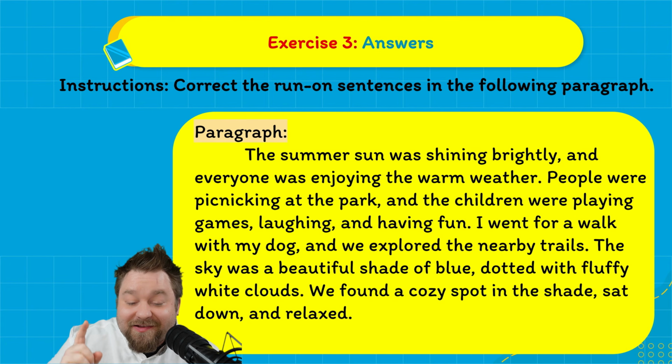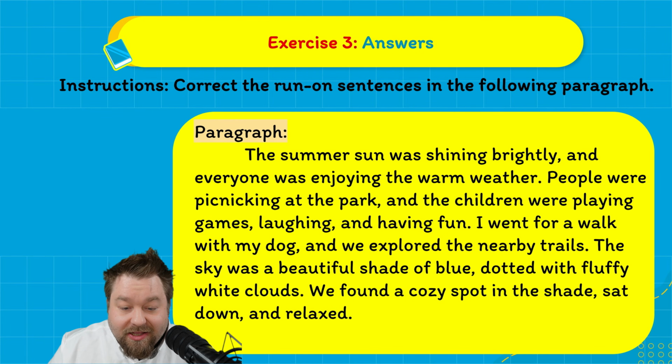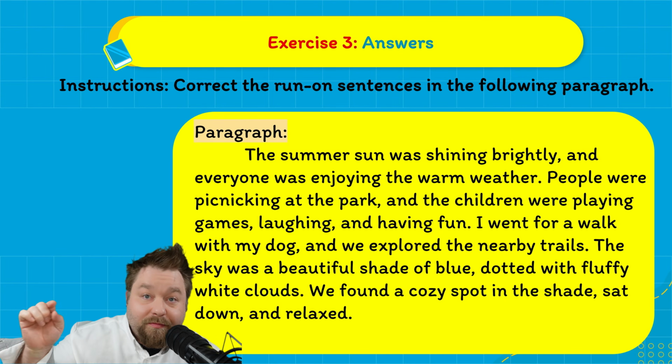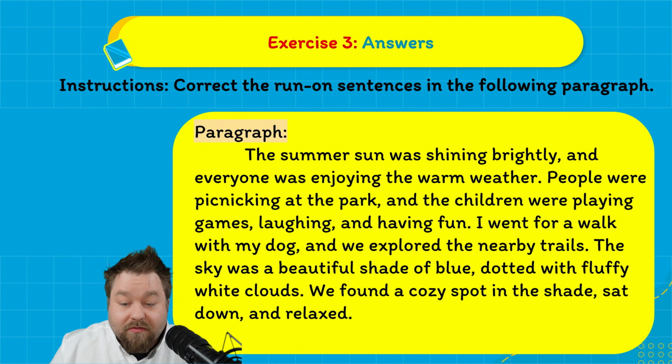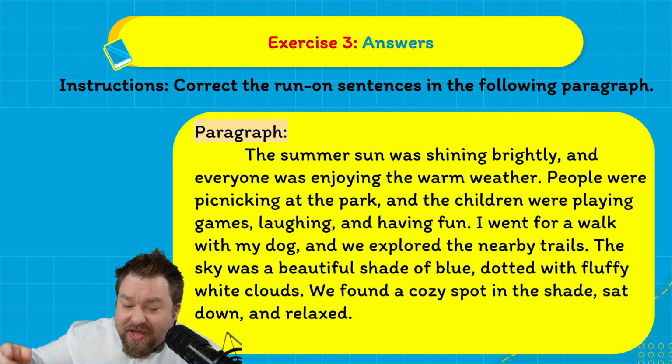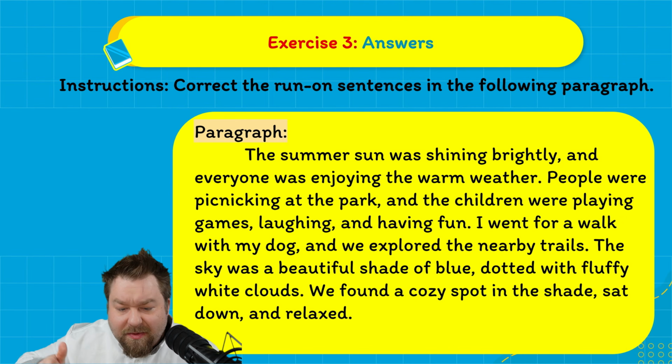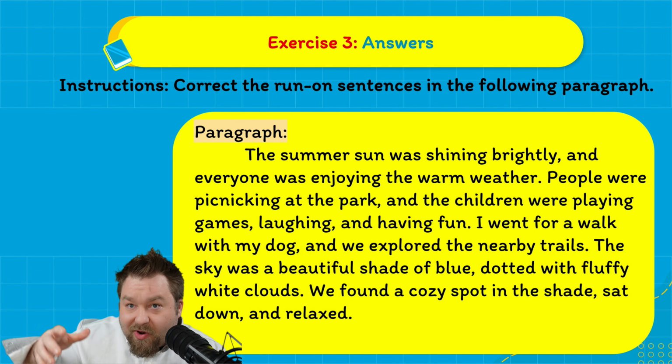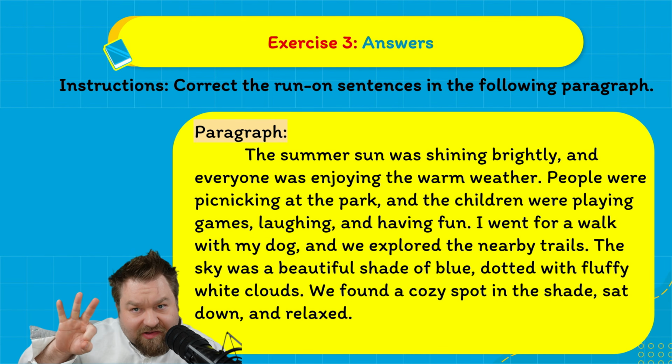All right, let's take a look at this corrected paragraph. Might have been difficult for you, but that's okay because the other stuff was really easy, right? Yeah, I got to balance it, you know? Let's take a look at the answer here. The summer sun was shining brightly, and everyone was enjoying the warm weather, period. Those things go together, okay? People were picnicking. See, it's a separate thing, right? People were picnicking at the park, and the children were playing games, laughing, and having fun. Yeah, they were at the park, and the kids were doing stuff in the park. They were doing these three things at the park.